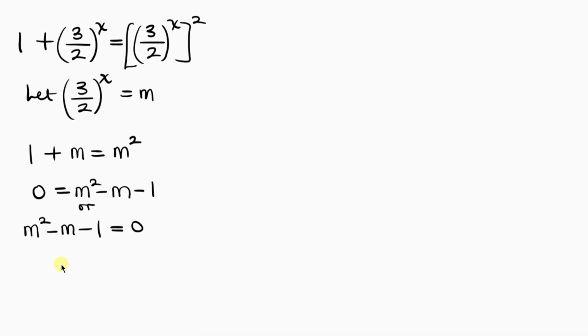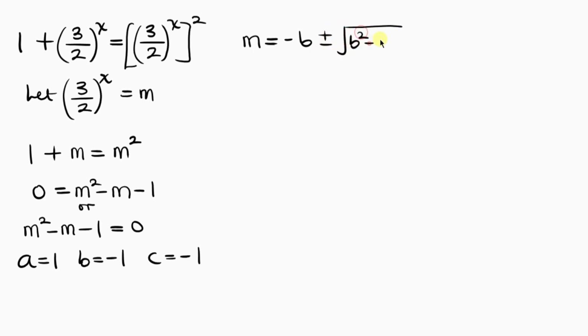Now, we're going to be applying the general formula to solve this quadratic equation. The coefficient of m squared is 1, so that will be our a, so that is 1. Our b is the coefficient of m, and it is negative 1. And our c is the constant term, which is negative 1. So the general formula is m equal to minus b plus or minus the square root of b squared minus 4ac, divided by 2a. So let's substitute.